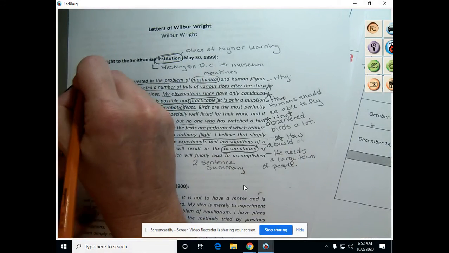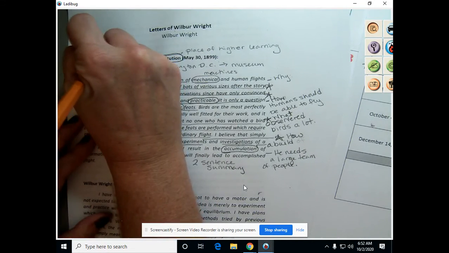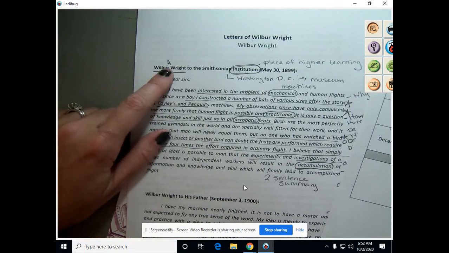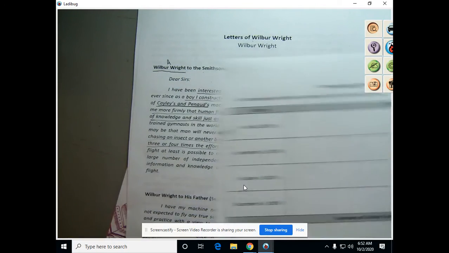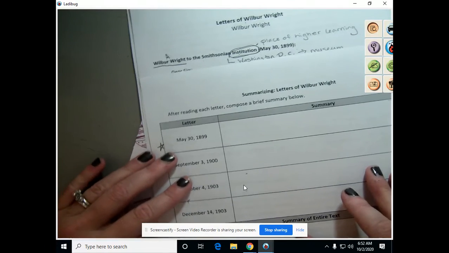Okay? So let's start with who he's writing to. Remember, when we're summarizing, we need to have the author. The author is Wilbur Wright, and I'm just going to make a notation over there. And he is writing to the Smithsonian Institution. Okay.